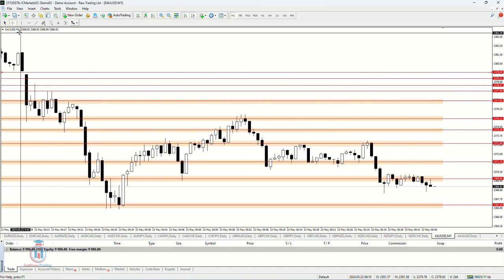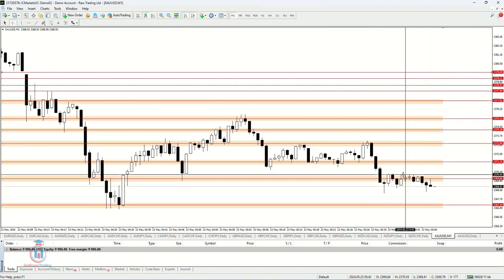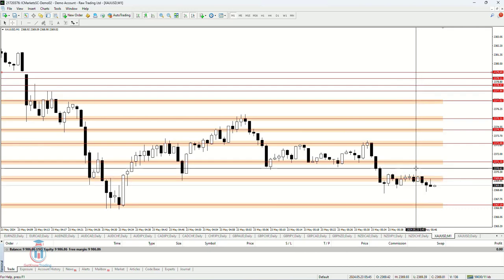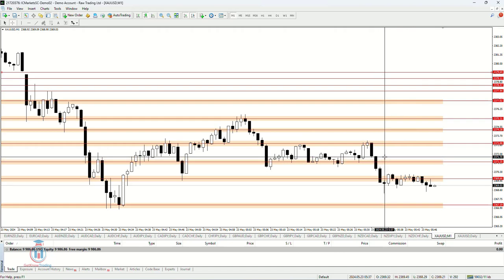I'm currently using gold on a 1 minute time frame to show you these examples. But if you would like to use any other symbols, you can also use this simple strategy to open a buy stop order.